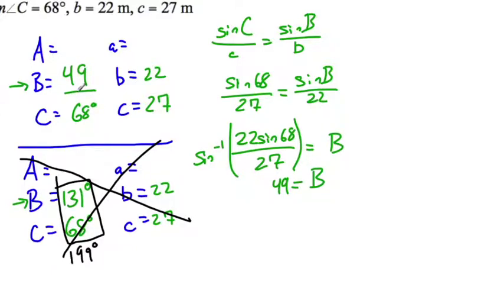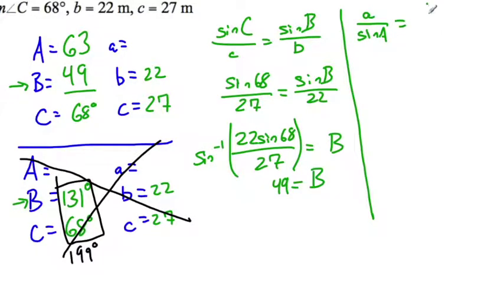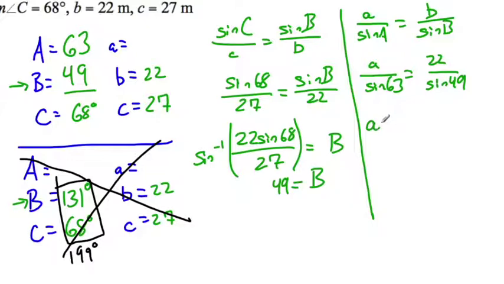So if I have 68 and 49, that's going to be 117. And if I subtract that from 180 degrees, I'm left with angle A, which is 63. To find side A, I again use law of sines. So I say A over sine of A equals B over sine of B, or I could use C again. So I do A over sine of 63 equals 22 over sine of 49. So it means that A is going to be 22 times the sine of 63 over the sine of 49.